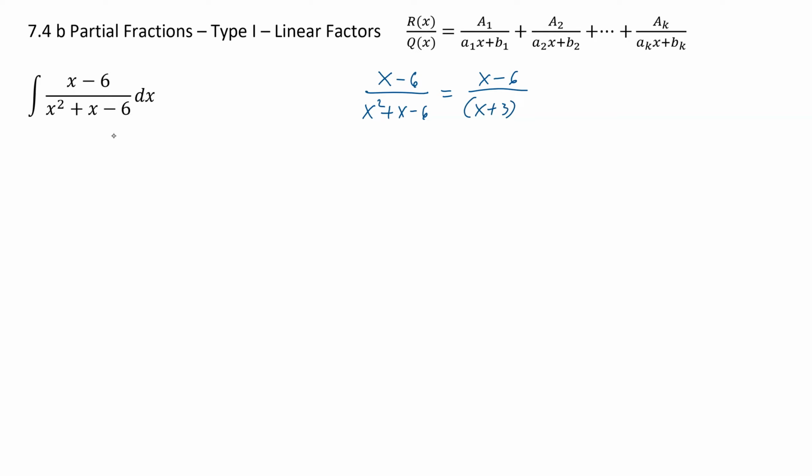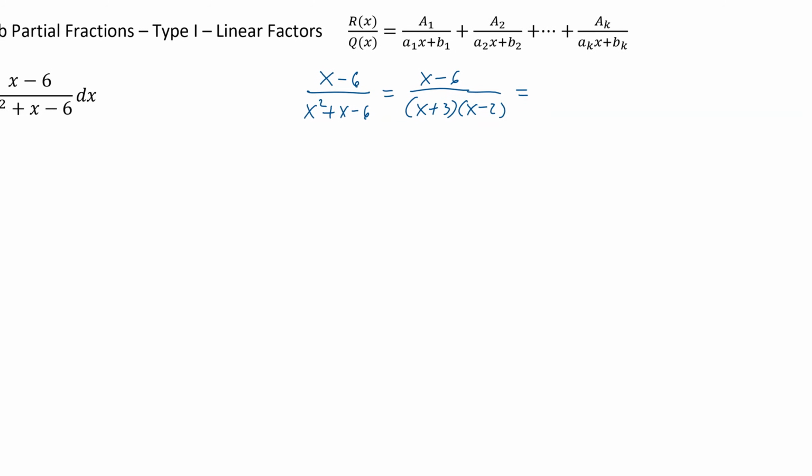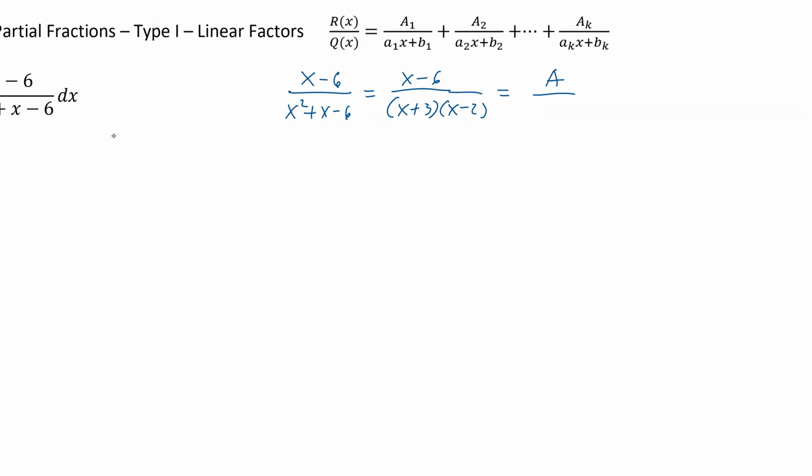So that's x plus 3, x minus 2, and that would give us A over x plus 3 plus B over x minus 2. And then like we did in the video, we're going to multiply x minus 2 by A and x plus 3 by B to make a common denominator. So this one will be multiplied by x plus 3, and this one will be multiplied by x minus 2.